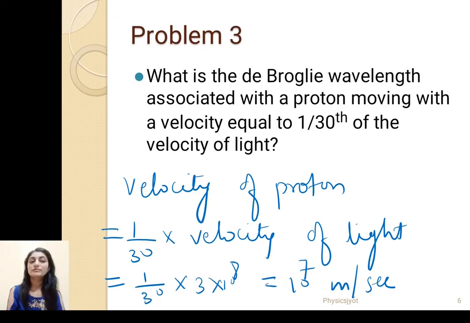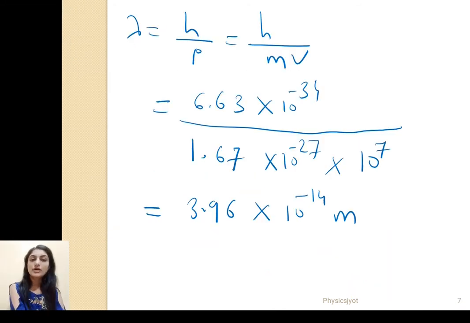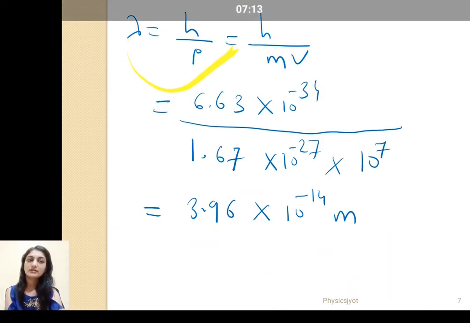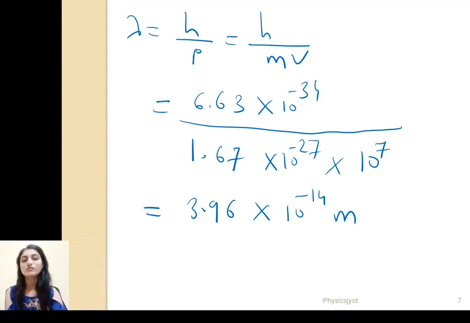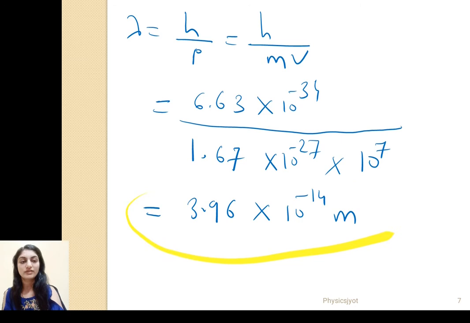Now let us come to problem 3. What is the de Broglie wavelength associated with a proton moving with a velocity equal to 1 by 30th of the velocity of light? So we have velocity of proton equals 1 by 30 into velocity of light. Just substitute the value of velocity of light, that is 3 into 10 raised to 8, and you will get around 10 raised to 7 meter per second. Now lambda equals h by p equals h upon mv. As velocity is given, we will use this form, lambda equals h upon mv. Just substitute the values. Very simple problem, and check whether you are getting this answer.